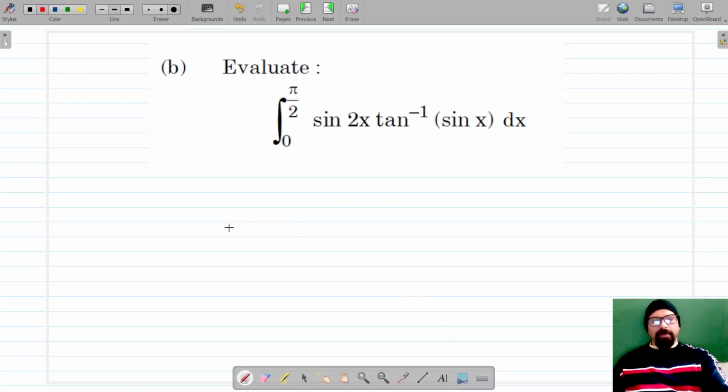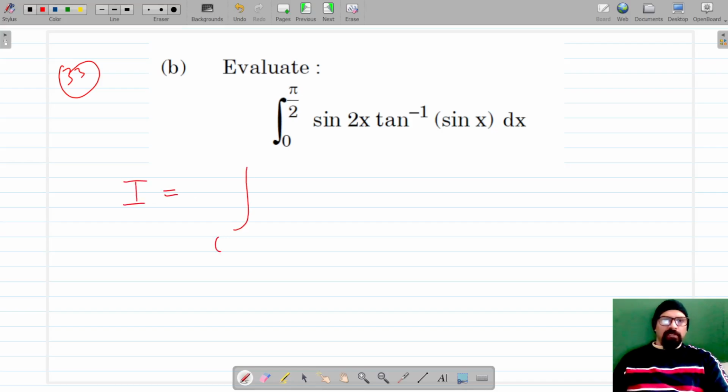Okay, for part B of the same question, that is question number 33's part B. This is question number 33, part B, and we have to evaluate the definite integral for the given function. And let's consider this function as I.